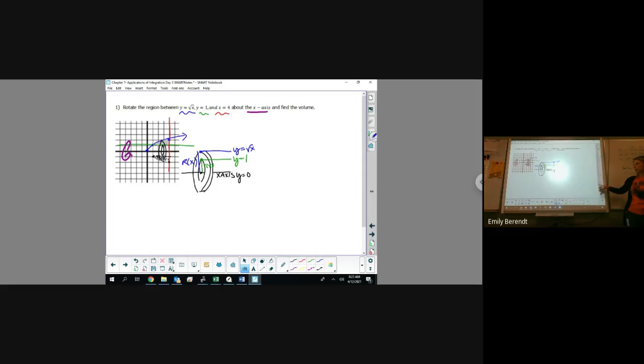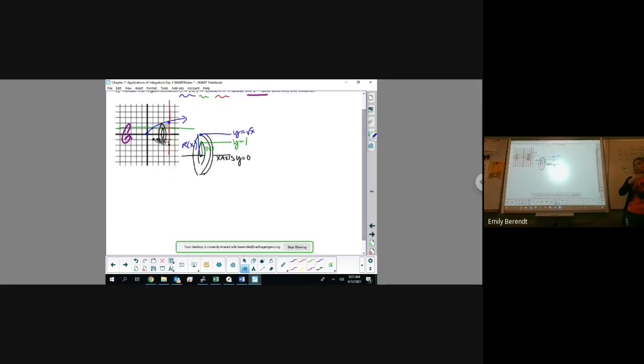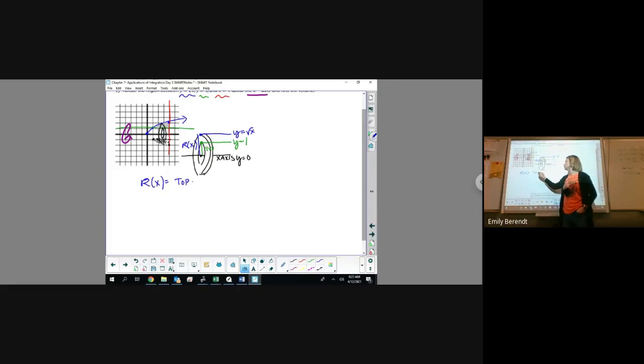So this one is a fairly easy example because when you do top minus bottom, if you're looking to find big R of x, the top of the radius is touching the square root of x. The bottom of the radius is touching the x-axis, which is 0. And the square root of x minus 0 is just the square root of x. So big R of x is the square root of x.